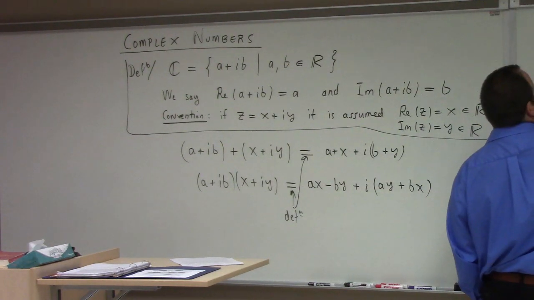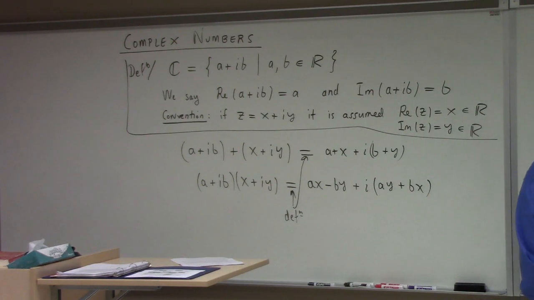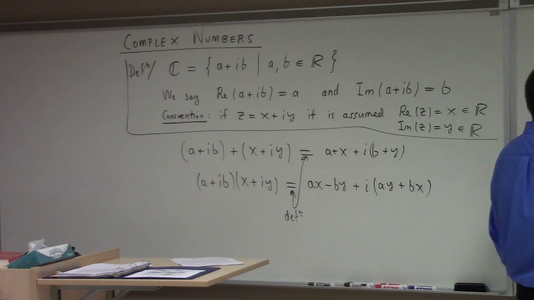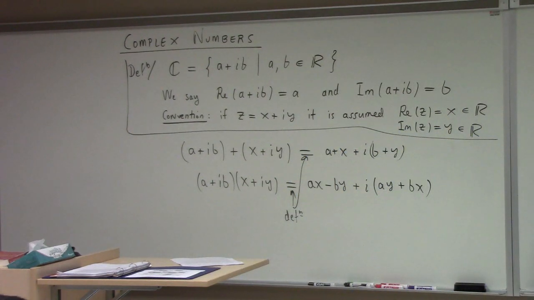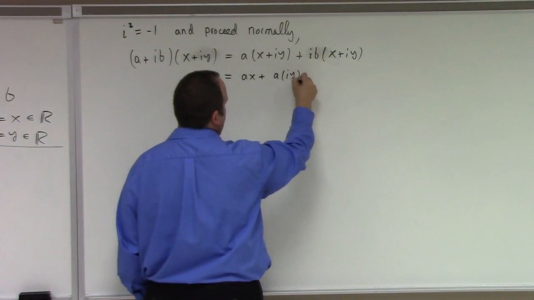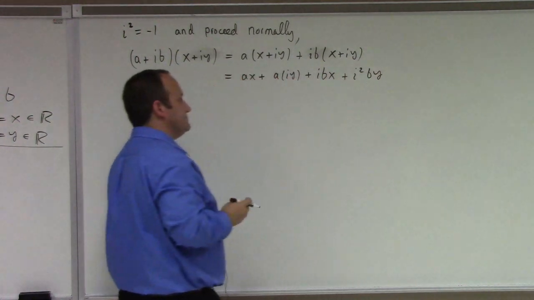So if we take that perspective, we have a plus ib times x plus iy. I'm already regretting writing this. It's too late, I'm too far in. Let's continue on. So assume it distributes. That's a normal property, distributing across addition, and then distributing across multiplication also, so we have ax plus aiy plus i times bx plus i squared times by.